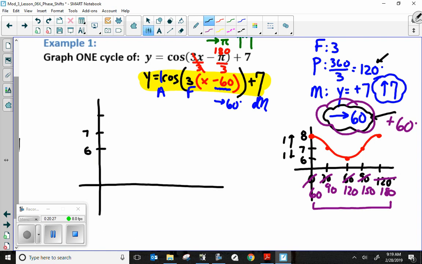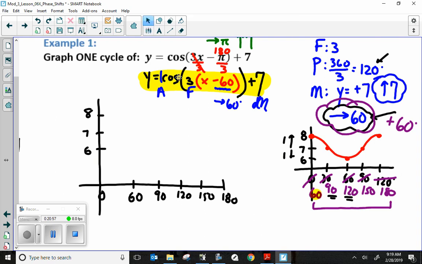Here's 8. All right. Now keep in mind, I am starting at 60 degrees now. So what am I going to do? I'm not going to start at 0. My first thing is going to be at 60 degrees. My next one, it's going to be at 90. After that, 120. Then we have 150. Then we have 180.